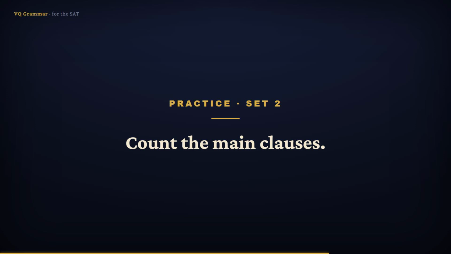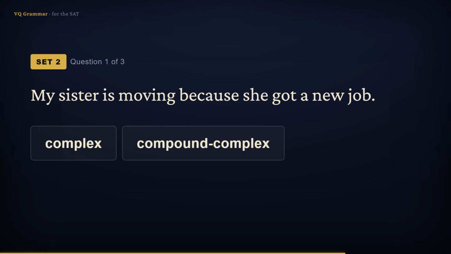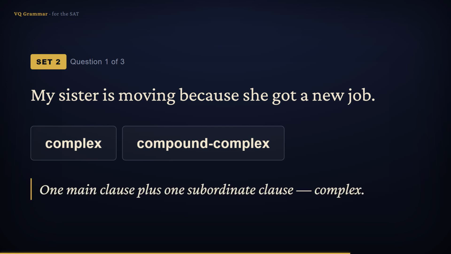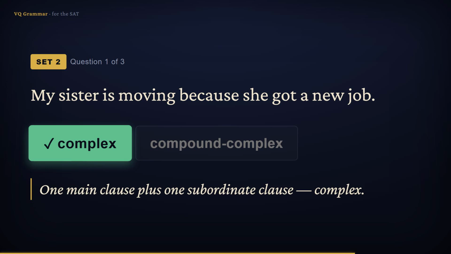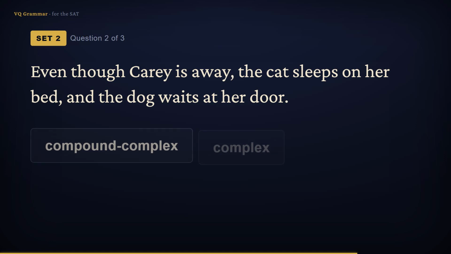Three more. Remember the trap. Extra subordinate clauses don't make a sentence compound complex. Only extra main clauses do. Pause and try each. My sister is moving because she got a new job. One main clause plus one subordinate clause. So the answer is complex.